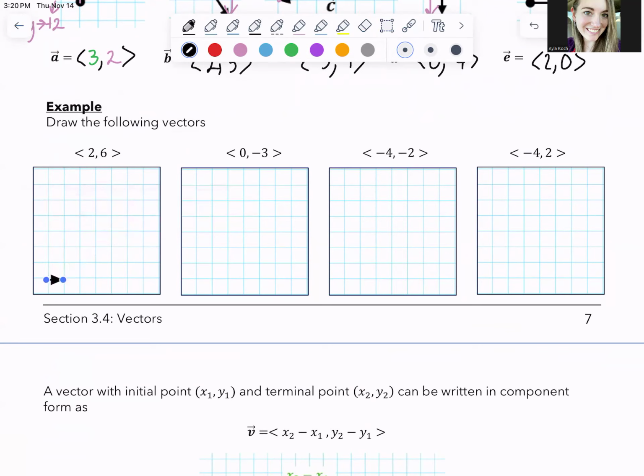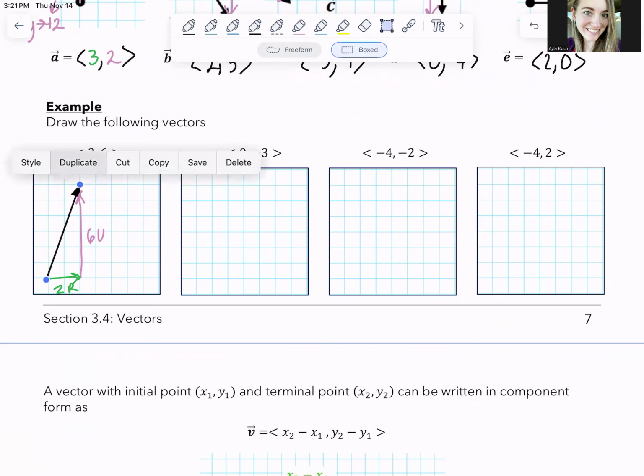So this one is 1, 2 to the right. 1, 2, 3, 4, 5, 6 up. There it is. This is 6 up, 2 to the right. For this next one, oh, and this is your answer, just this guy right here. That's the vector answer.